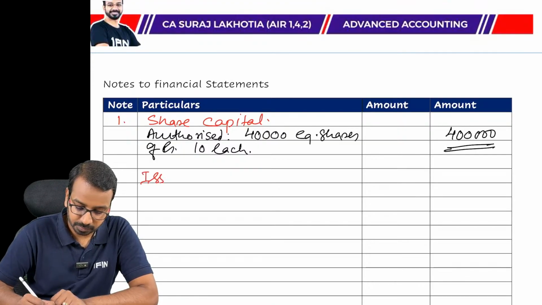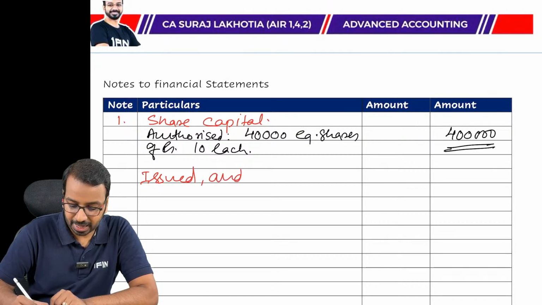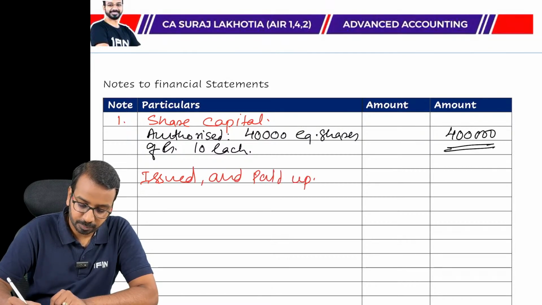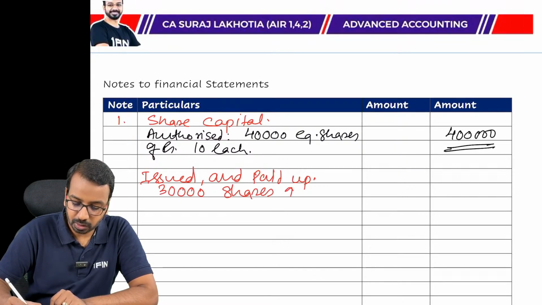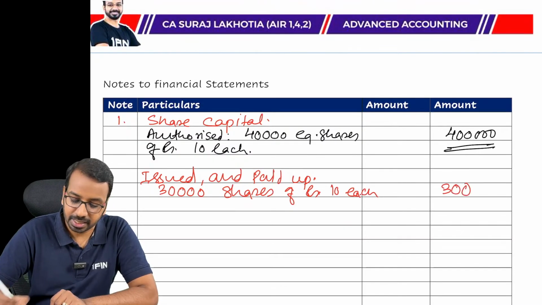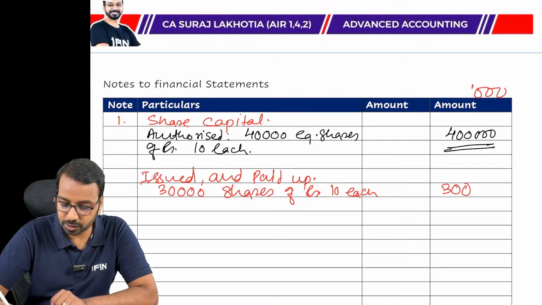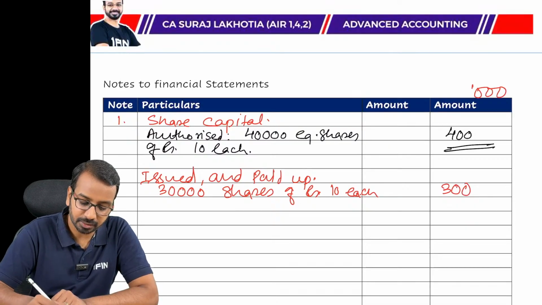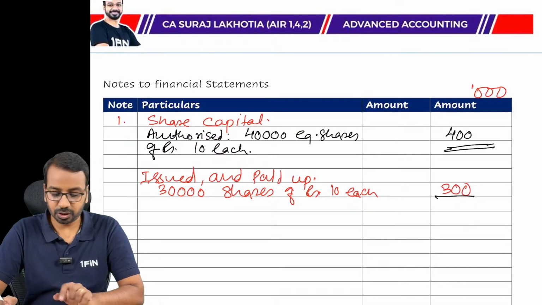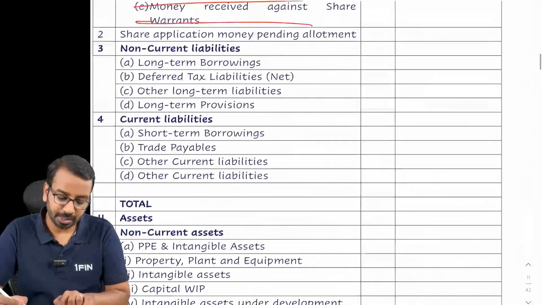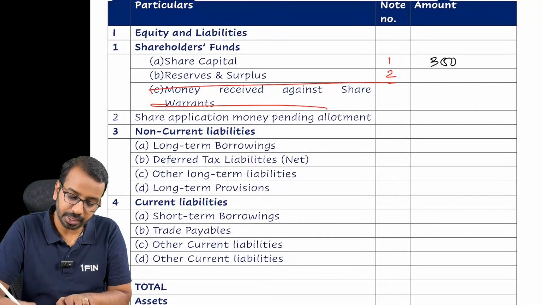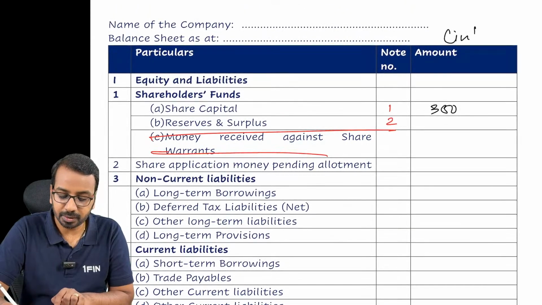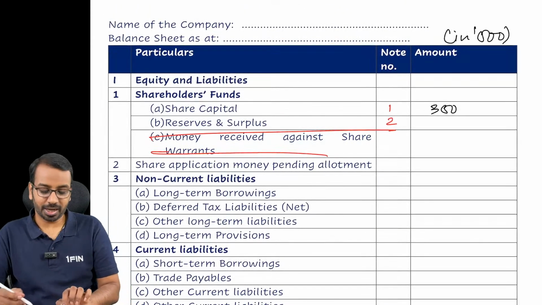Then issued and paid up. How much? 30,000 shares of rupees 10 each. How much is that? 3 lakhs. See, because we are using amounts in thousands, I'll remove these extra 3 zeros: 400 and 300. So this 300 comes to the balance sheet, immediately posted here, 300. Don't forget to write amount in thousands. I hope you are clear.